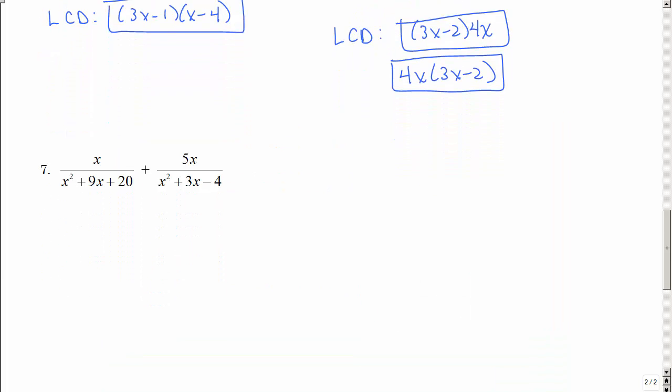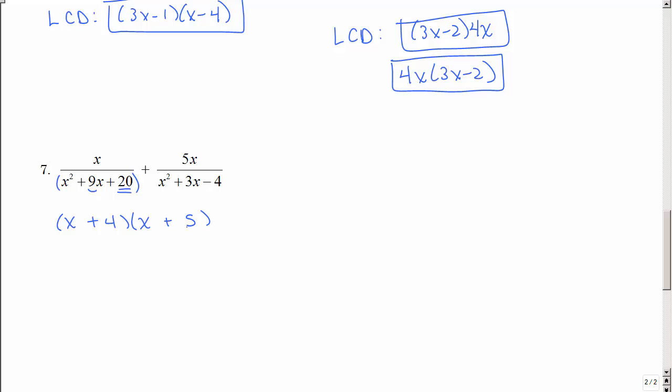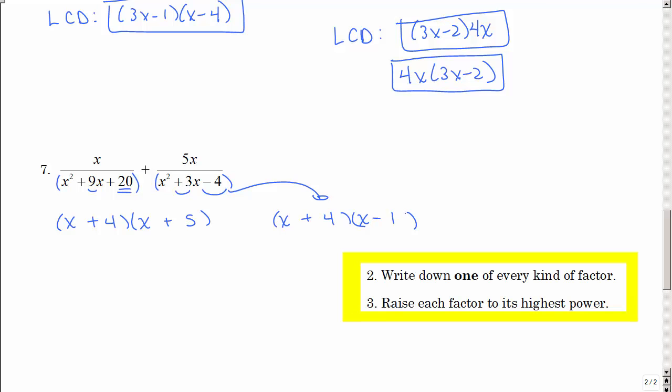So let's do that last one. We have to factor. Can you factor this? I hope so. That's a trinomial. So let's see, our leading coefficient is 1, so we say what multiplies to get 20 adds to get 9. 4 and 5. Okay, what about this one? Come over here. Again, leading coefficient is 1, so I have x times x. What multiplies to get negative 4, but adds to get positive 3? Positive 4 and negative 1.